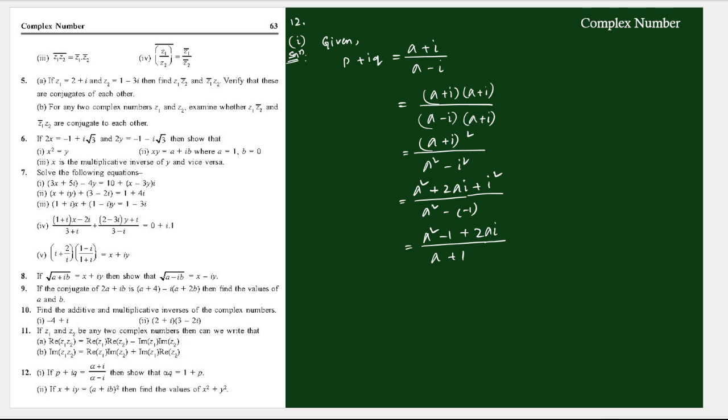Okay, now let's break it into the real and the imaginary part. Alpha square minus 1 over alpha plus 1, plus i 2 alpha over alpha plus 1. Alpha square minus 1 is alpha plus 1 times alpha minus 1. This can again be broken further.